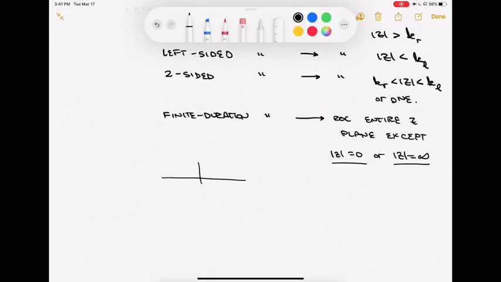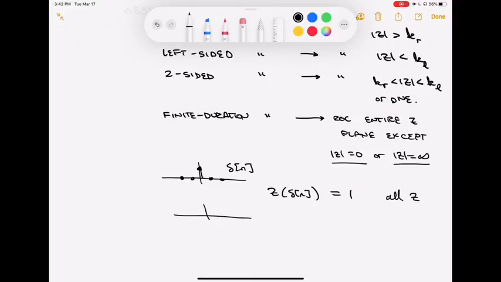I could take a look at a signal that was just delta. If I take the z transform of delta, so here's delta n, certainly a finite duration signal, the z transform of delta n turns out to be equal to 1, and that's for all z. There's no z in there, so there's no value z that's going to make it blow up.